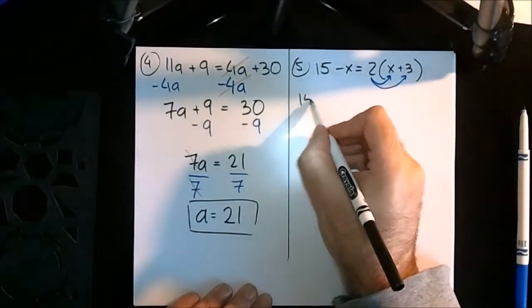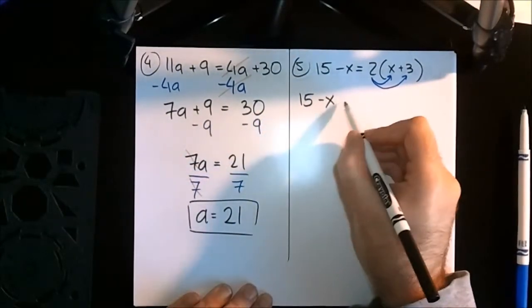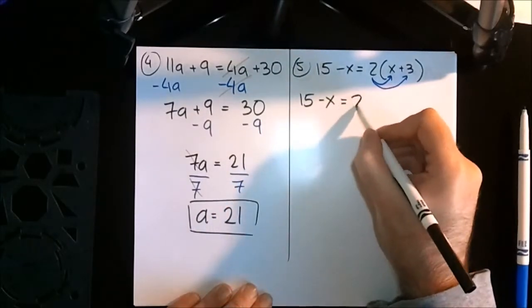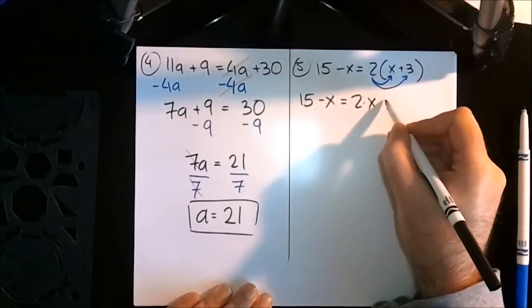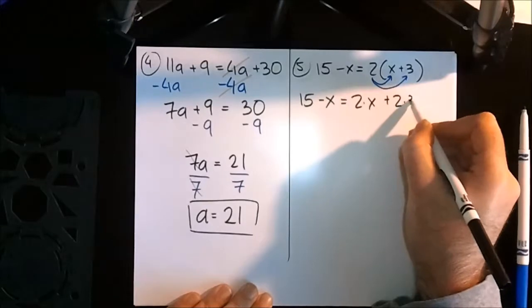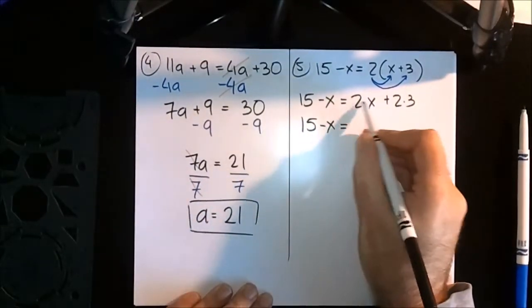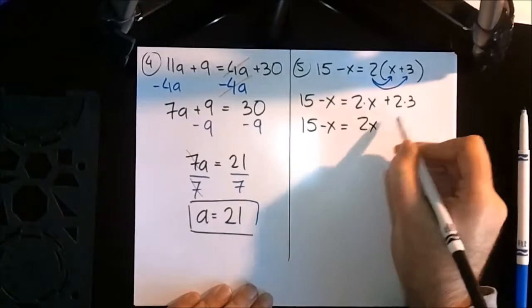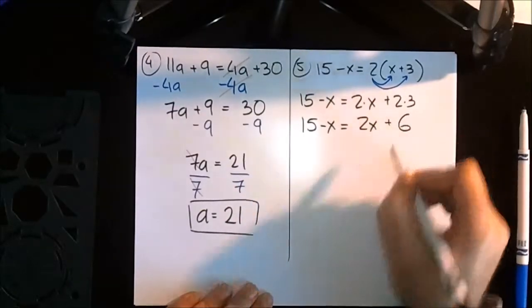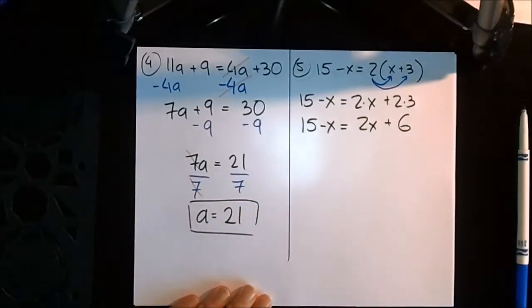which gets me 15 minus x, nothing changes on this side yet, equals 2 times x plus 2 times 3. So I'm going to rewrite this again. I'm going to take it one step at a time. 2 times x is 2x. And 2 times 3 is 6. Now it looks just like the previous 4 problems.